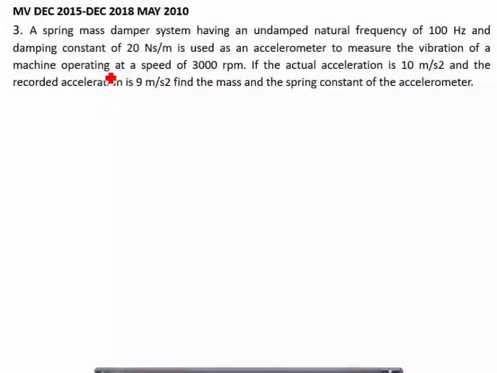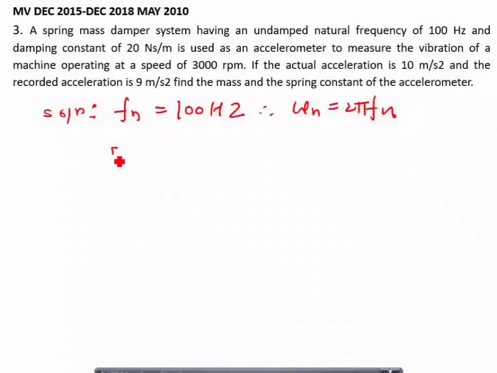Now let's move on to problem number 3. A spring mass damper system having an undamped natural frequency of 100 Hz. Undamped natural frequency means the frequency of free vibration, fn, 100 Hz. So omega n is equal to 2 pi fn. Calculating, omega n is equal to 628.31 radian per second.